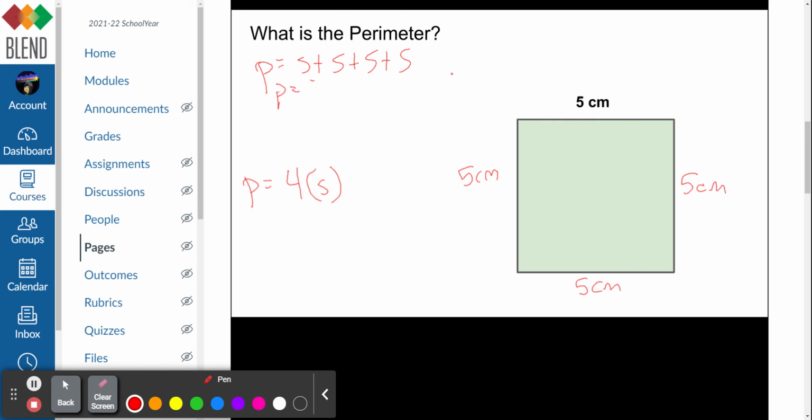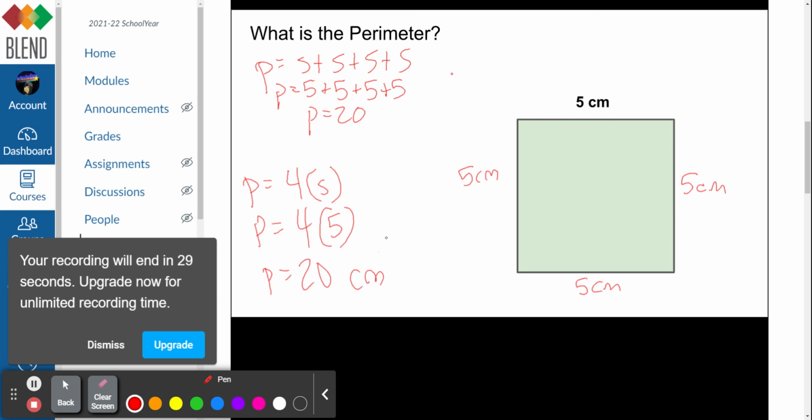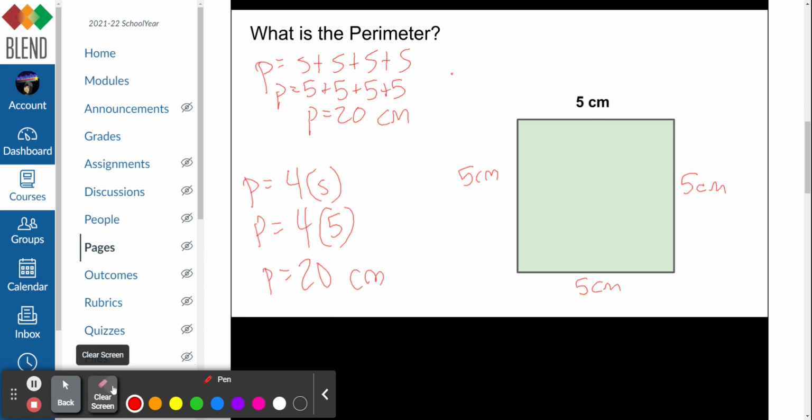So we could do perimeter equals 5 plus 5 plus 5 plus 5. That looks like my sides. Perimeter equals 20. Or we could do perimeter equals 4 times 5, because each side length is 5, and there are 4 of them. 1, 2, 3, 4. So perimeter is equal to 20. And let's be specific on both of these. Centimeters.